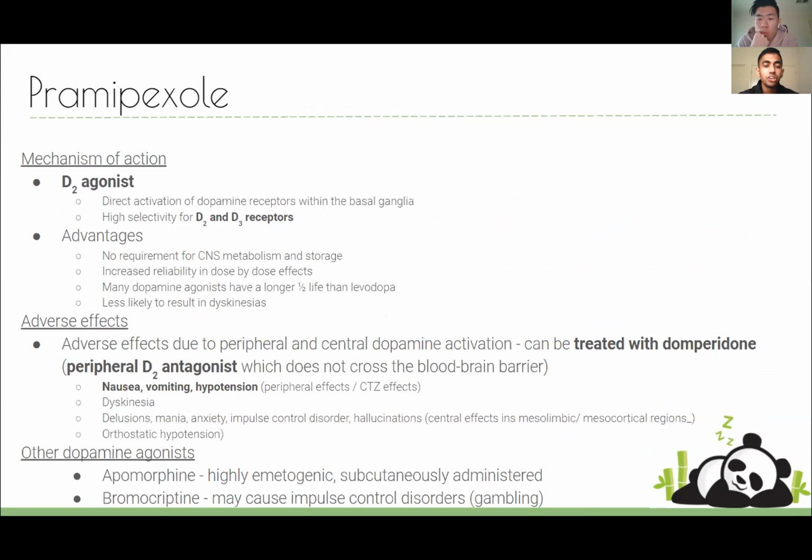All right, other drugs that we use. If levodopa and carbidopa are not effective, we can use other things like pramipexole. This is a direct dopamine agonist. It's going to directly activate those dopamine receptors in the basal ganglia. And it's really good because it's got a longer half-life.